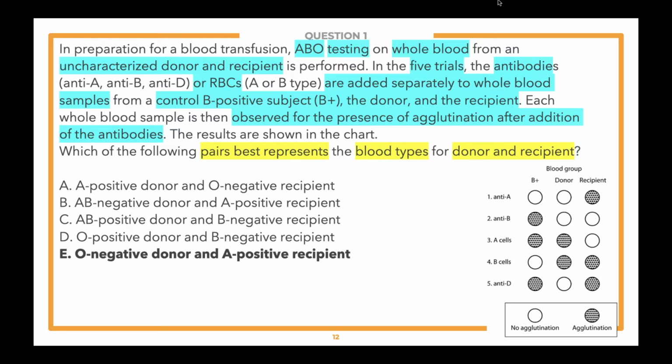not correct. And then lastly, A positive donor with an O negative recipient. If the A antigen were present on the donor's red blood cells, the blood cells would agglutinate in the presence of anti-A antibody. So we know that's not correct. So nice job here with this question. A lot of moving parts and pieces, but I'm glad you guys were able to piece it together.